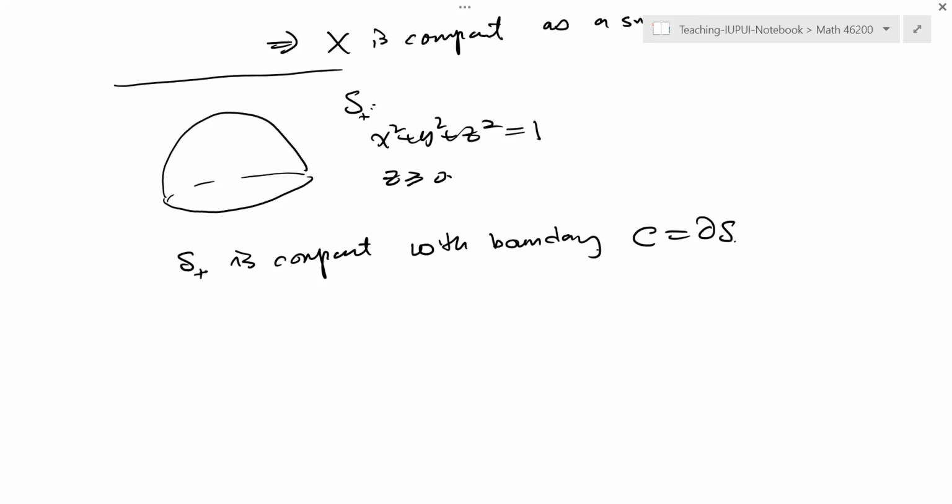We're not going to talk about general compact subsets. For a surface we have a definition: compact means that as a subset it's closed and it's bounded, so it's a compact subset.